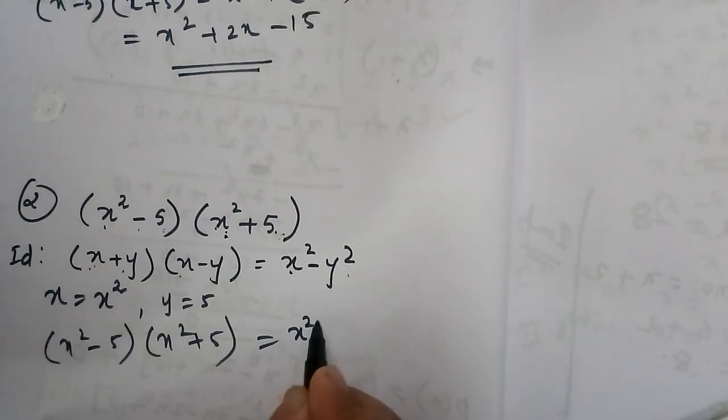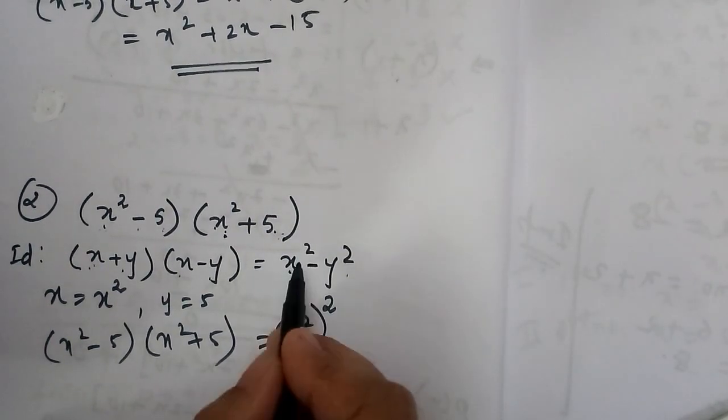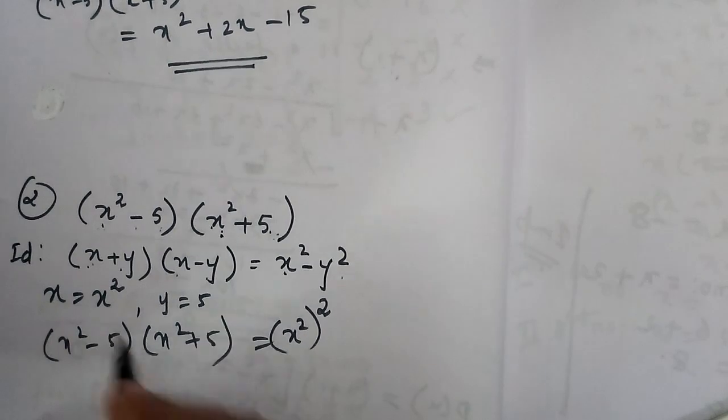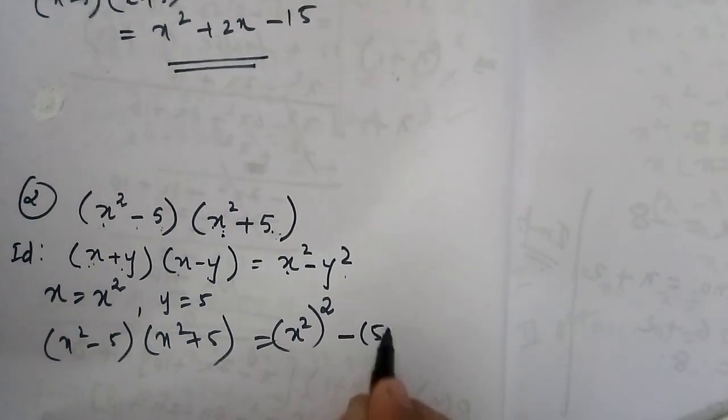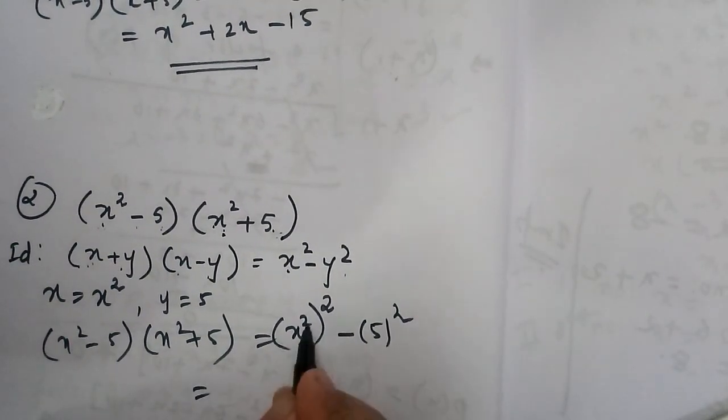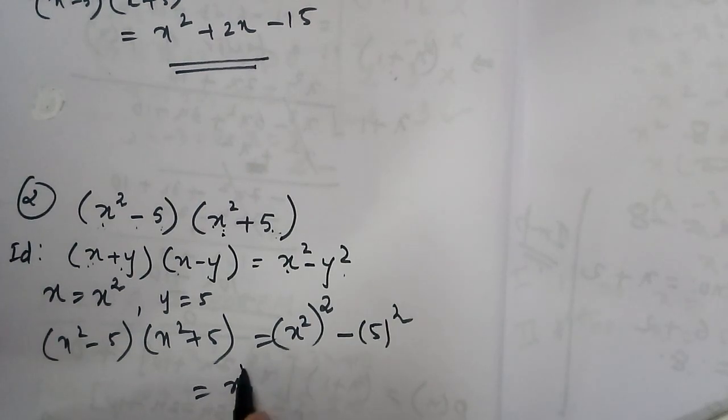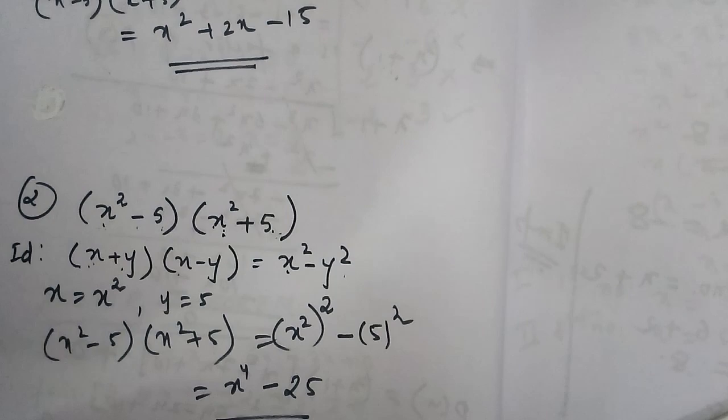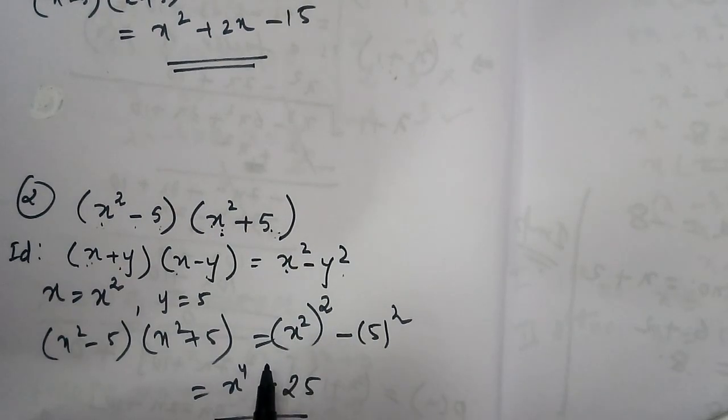So x square whole square, because there's a whole square here, and your x was what? X square minus 5 square. X square whole square gives me x to the power of 4, minus 5 square gives me 25. So this becomes the answer to this question. That is, you have to open the brackets and solve it using an appropriate identity.